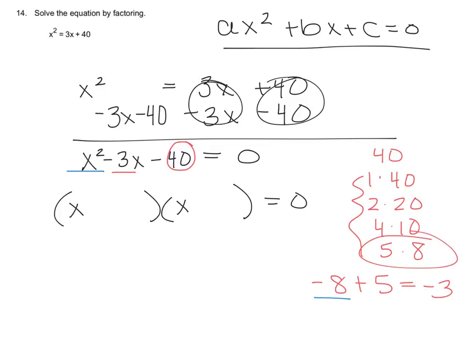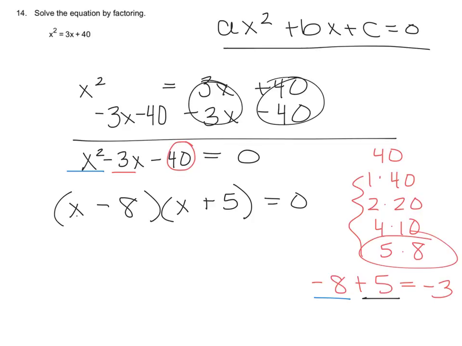This tells me that I'm going to place a minus 8 in one parenthesis and a plus 5 in the other parenthesis. So my factors are x minus 8 times x plus 5. And we should check this by using the FOIL method.